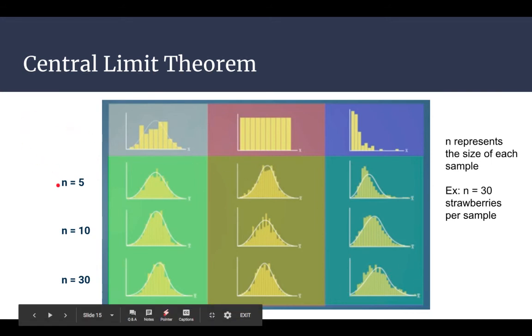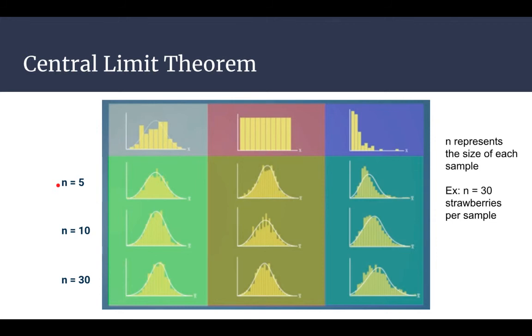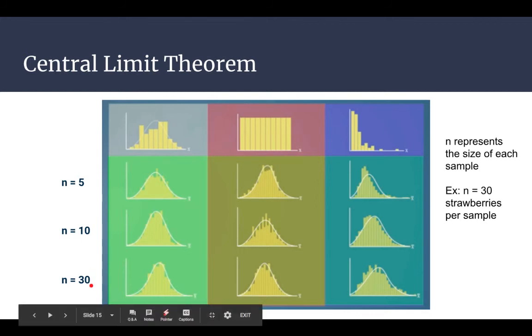So in this particular case, this is, for instance, saying I'm endlessly drawing 5 strawberries for each sample. Eventually it will go down. If I were to increase my sample size to 10, it will look like this. If I were to increase my sample size to say 30, it would look like this for each distribution, no matter which distribution you started with.